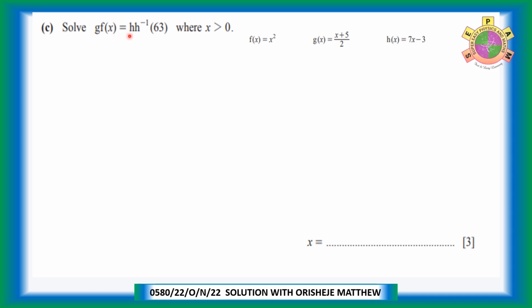Now, g of f of s is equal to h of h inverse and to give you 63. So let's start with the right hand side. What is h of s? h of s is equal to 7s take away 3. So if you map this, this is the domain, it will give you this value. So if you map this into this, it will give you this value.